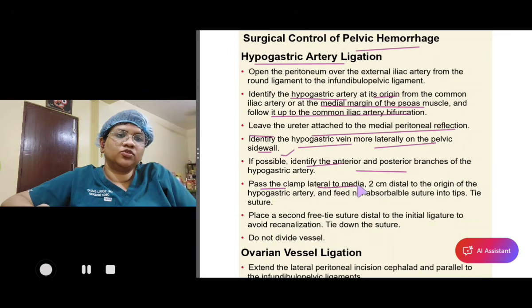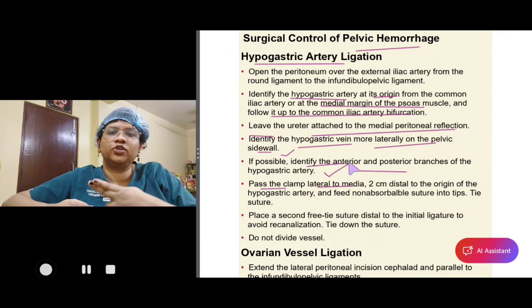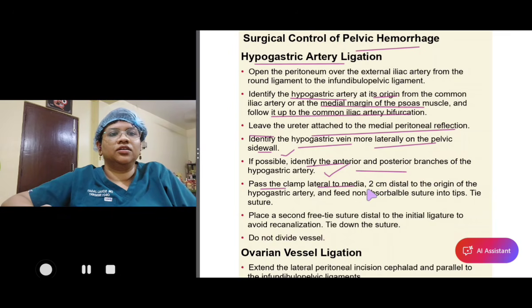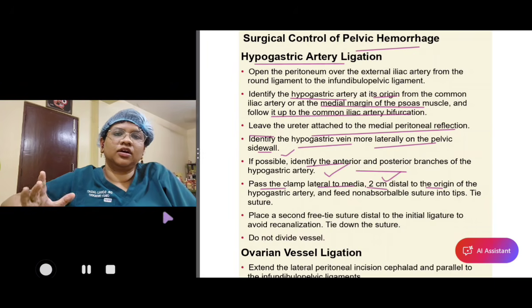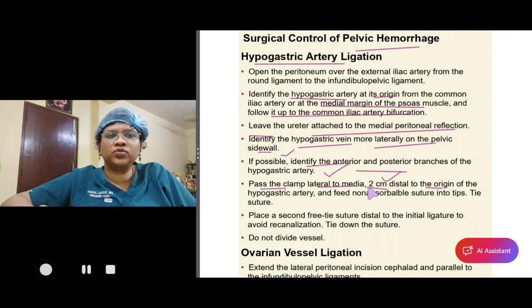Pass the clamp lateral to medial. This is the key step. From lateral to medial, you are going to introduce your right angle forceps, and 2 centimeter distal to the origin. Now here they have written 2 centimeter in Novak's and other surgical textbooks. They also mention 3 to 4 centimeter in anatomy textbooks. So you can remember 2 centimeter or 3 to 4 centimeter from the origin, and feed the non-absorbable suture into the tips of your right angle.